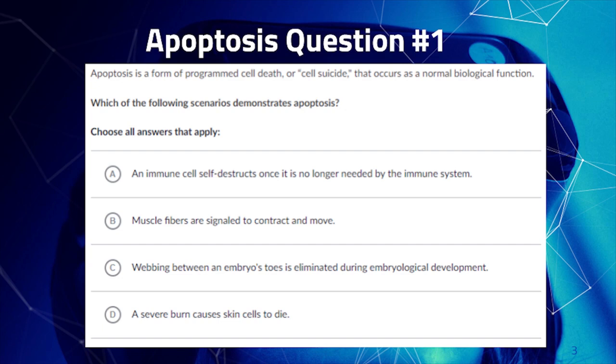Now that we know the function of apoptosis and the various different steps that are involved, let's go over 3 practice problems. First, question 1. Apoptosis is a form of programmed cell death or cell suicide that occurs as a normal biological function. Which of the following scenarios demonstrates apoptosis? There may be multiple answers. Pause the video right here and choose your answers.